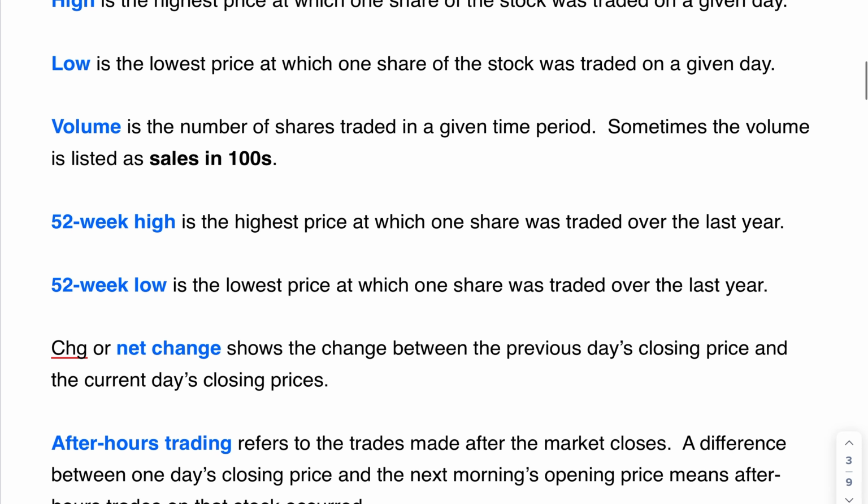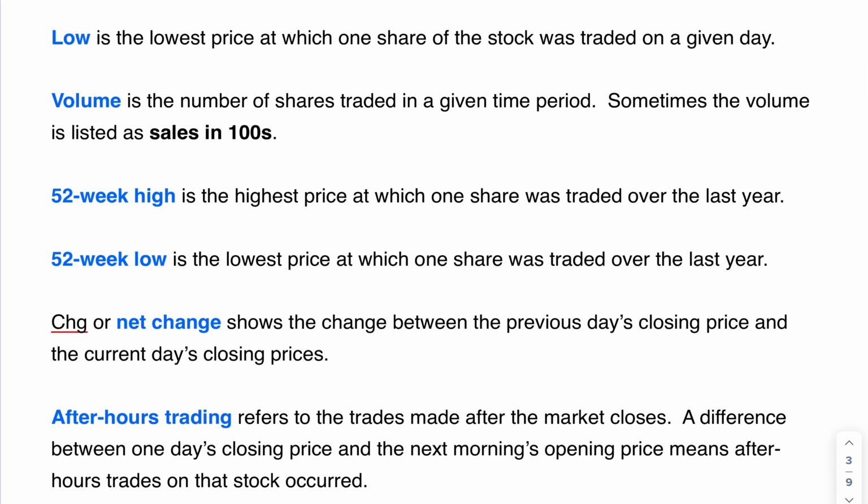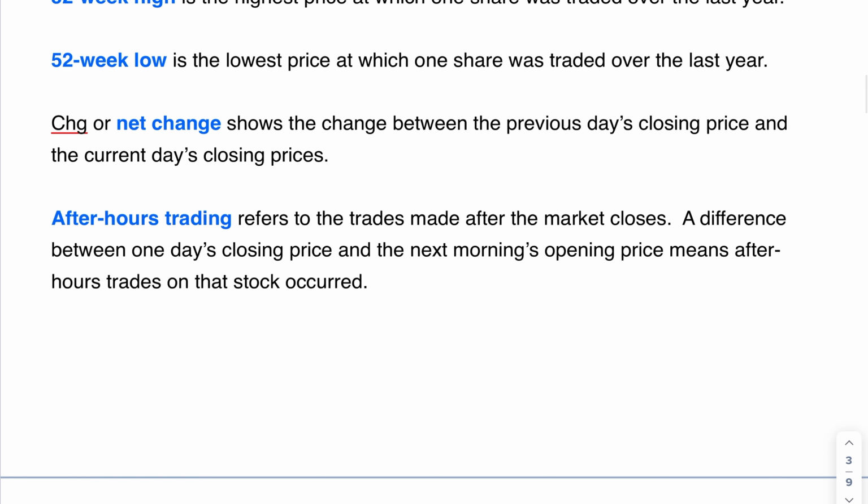Now, the acronym CHG, or net change, shows the change between the previous day's closing price and the current day's closing price. And then after hours trading refers to the trades made after the market closes. A difference between one day's closing price and the next morning's opening price means after hours trades on that stock occurred. So if they're not the same, it means that there was some after hours trading going on.